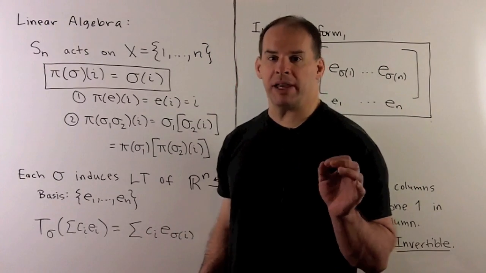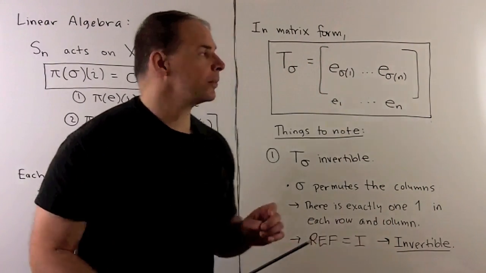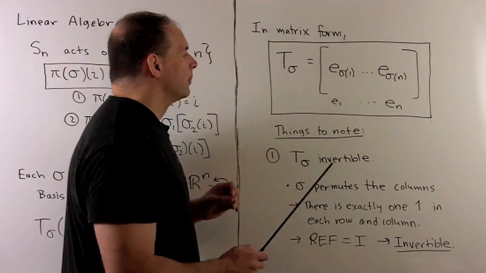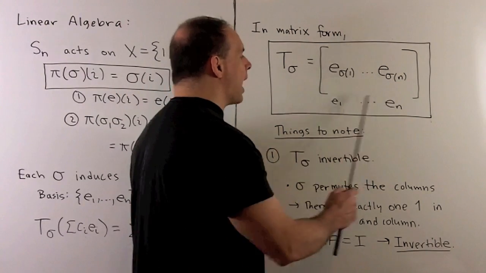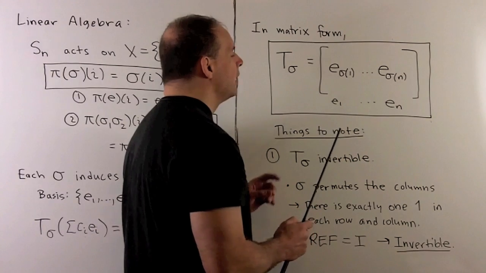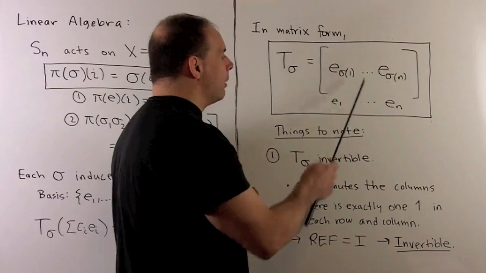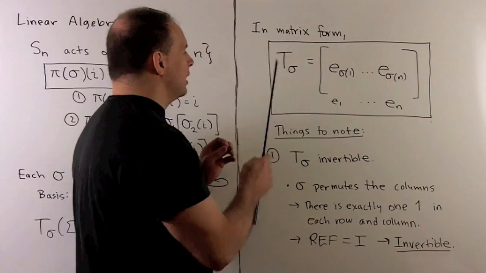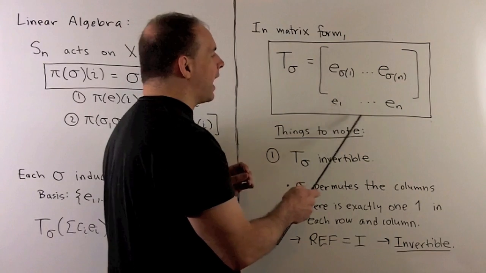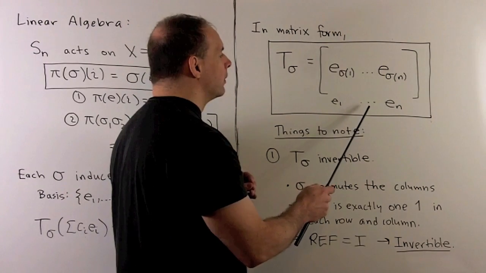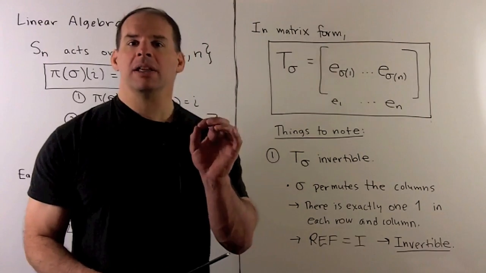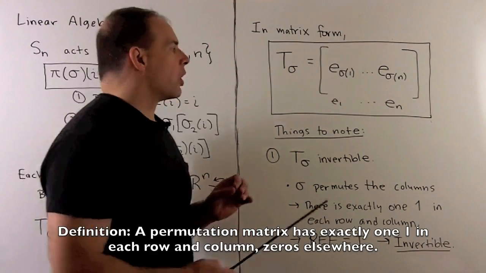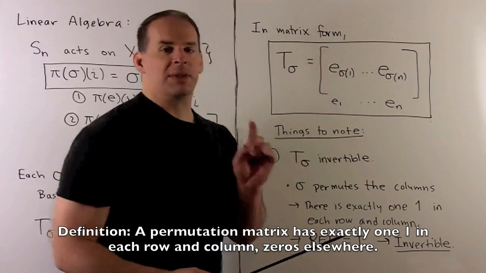So what's the recipe for getting that matrix? What we do is take our basis vectors and line them up along either the top or the bottom as labels. If I want to know the ith column of the matrix, we take T sub sigma and evaluate on the ith basis vector. For our T sub sigma, we're just applying sigma to the label. So our ith column is going to be e sub sigma(i).